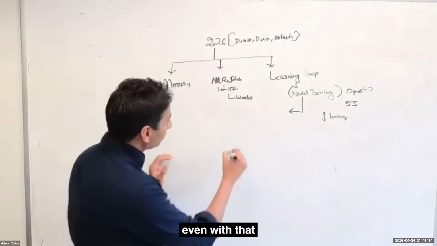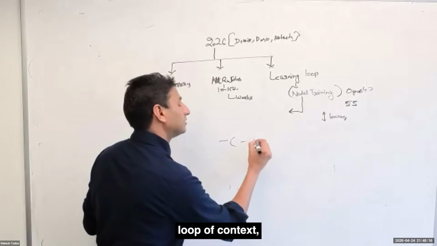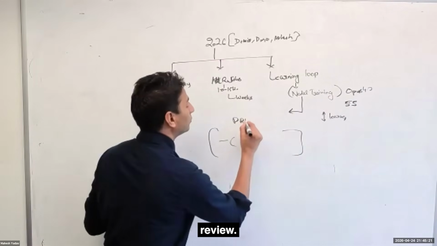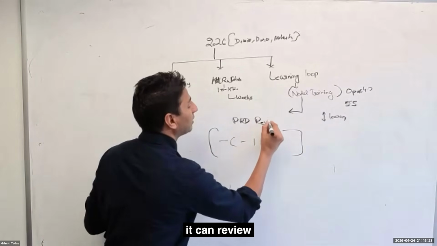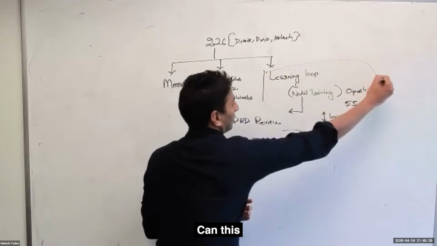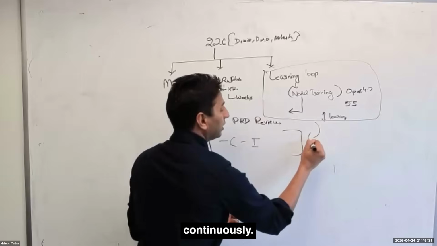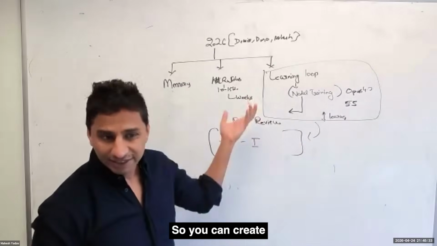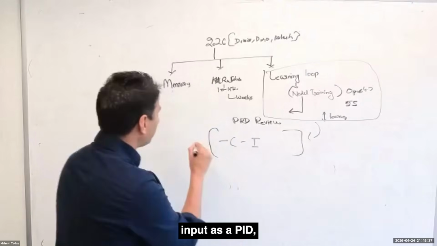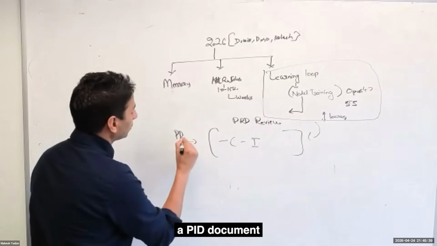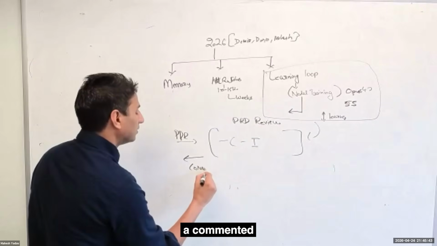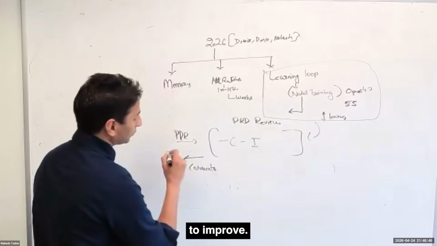But even with that loop of context, say you have a skill now which does a PRD review. Given a PRD, it can review your PRD. Okay, then can this skill learn continuously? So you can create a skill now which takes a PRD document as input and gives you comments to improve.